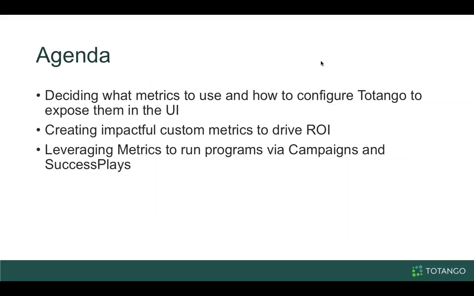As far as the agenda for today, we're going to spend some time talking about the decision-making process as far as what metrics to use and how to configure Totango to expose them in the user interface. Also, we'll be creating some impactful custom metrics that can help drive ROI or expose some of the key ROI metrics for you to take a look at. There are some examples in our demo instance that already have some cool metrics that I can show you just to give you some ideas. And then we'll talk about leveraging metrics to run programs. We can run programs via campaigns, which are the external communications to your customers, and also SuccessPlays, which are the internal processes that you can execute automatically for your customer success department.